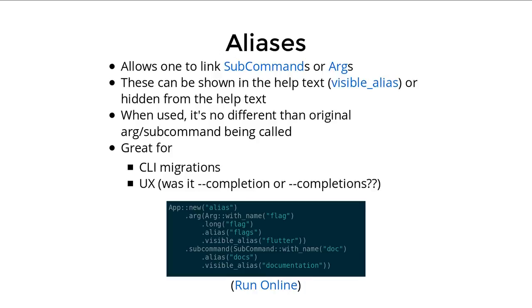Using an alias is no different than if the actual argument itself was used. So if we were to go into the run online, I'm not going to click on it this time, but you'll see all you're doing is checking for the actual argument name. You're never checking for the alias name. So you don't have to know, oh wait, was the alias used or was the real arg used? You just check for the real arg. Same thing with subcommands. You just check for the real subcommand name.